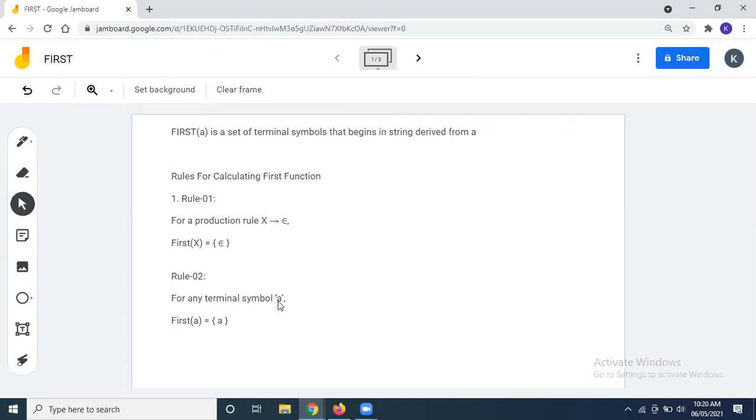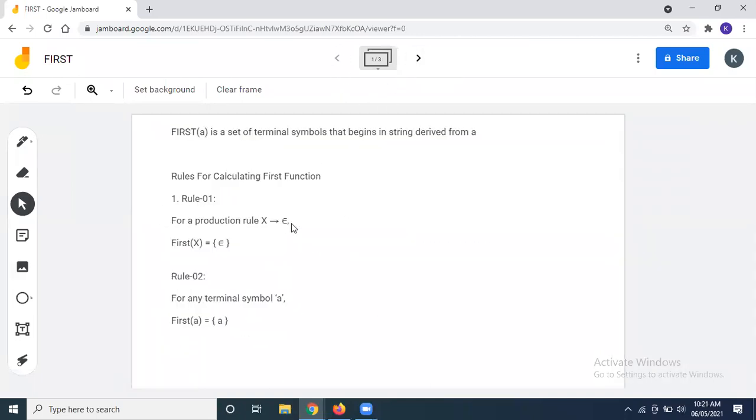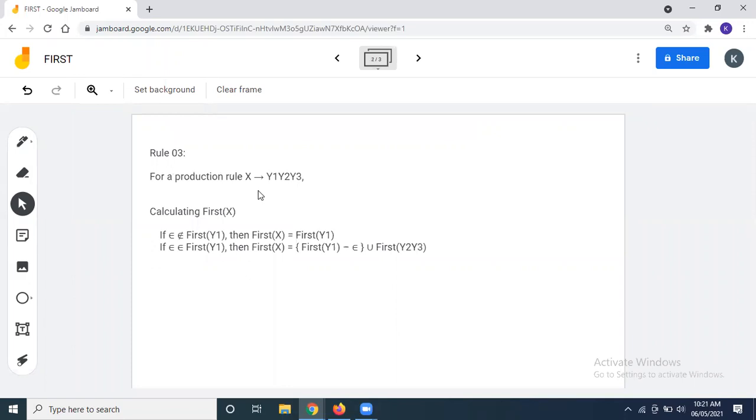And for any terminal symbol a, if you have a terminal symbol a at the start on the right hand side, that is included in first of that. Next one. Here we had epsilon, and we had a terminal symbol on the right hand side. But if we have a non-terminal symbol, see, X derives Y1, Y2, Y3. We have to calculate first of X. First of X is calculated by considering the first symbol here. Which is the first symbol? Y1.